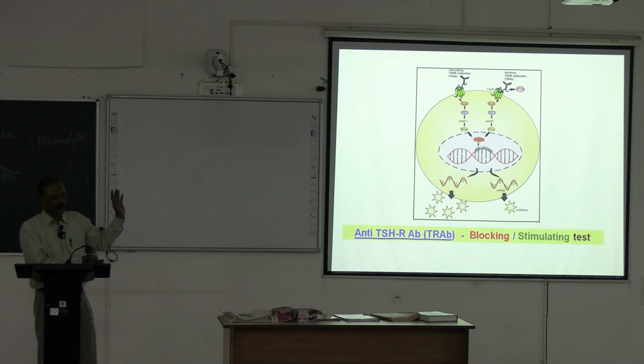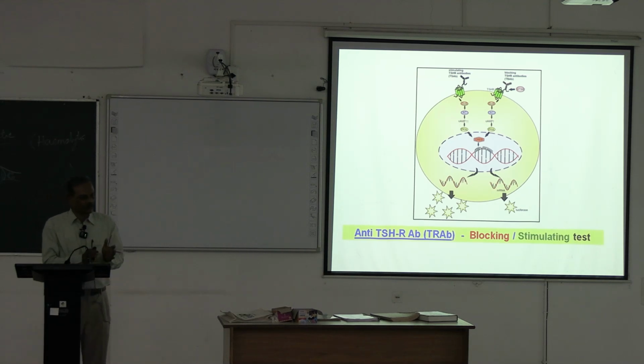for a long time. At one time it is not matching and doctors will not be satisfied, patient will not be satisfied, thinking that this laboratory is giving a wrong report and that laboratory is giving the right report. It is not like that. At one point of time blocking antibody is there, at another point of time stimulating antibody is there. So there is an oscillation between hypothyroidism and hyperthyroidism and it is very difficult to adjust the dose.